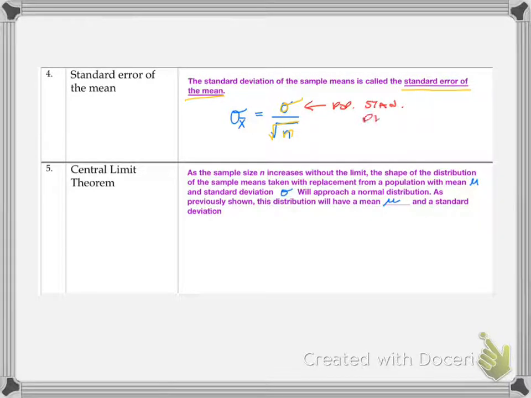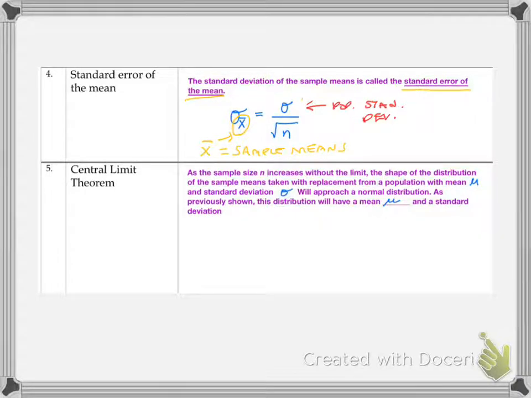And I'll use some shorthand notation. Okay, so it's sigma over the square root of n. Okay, I want to make sure you got that. All right, and x bar represents our sample means.